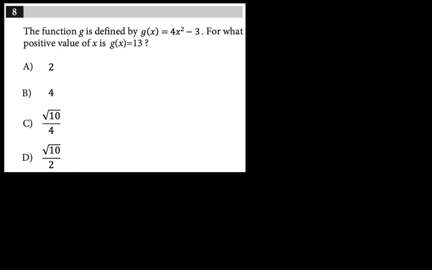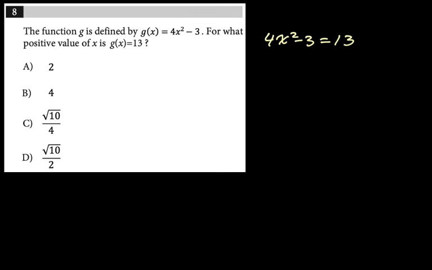Number 8, the function g is defined by g of x equals 4x squared minus 3. Now, you're probably thinking they're going to ask you to plug something into g. Not the case here. They're saying for what positive value of x is g of x equal to 13. So this is kind of the opposite. They're telling you g of x is 13, so take the g of x that's up above and replace it with 13, and we get an equation. We get 4x squared minus 3 equals 13.